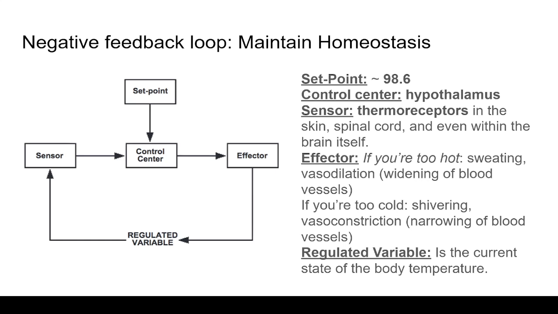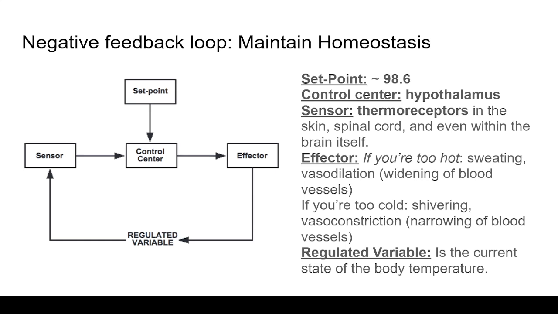Now, for temperature, your sensors are these thermoreceptors that are all throughout your body. And you understand that you have thermoreceptors because you've probably grabbed a cold drink or a hot drink or you put something hot in your mouth or you feel the heat off a heater. Those thermoreceptors communicate with your body so you can understand where that temperature is. And you've got them in your skin, your spinal cord, your brain itself. You have thermoreceptors everywhere. So these sensors send information to your hypothalamus. And your hypothalamus is who's going to control what you're doing.